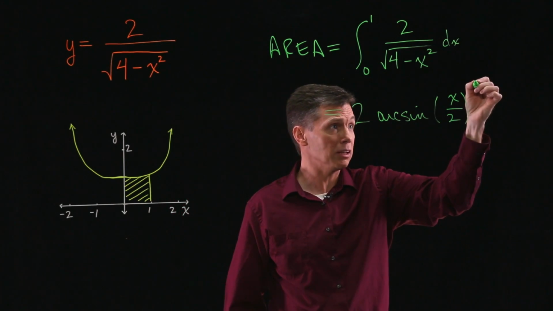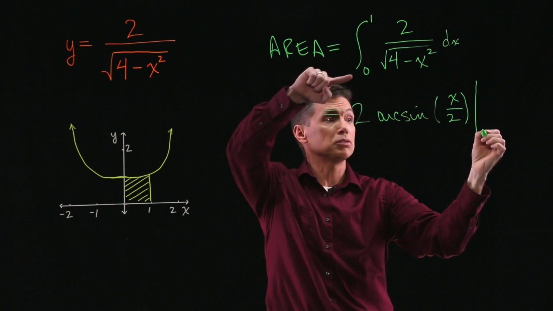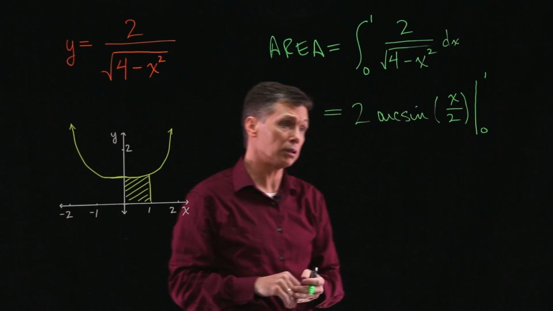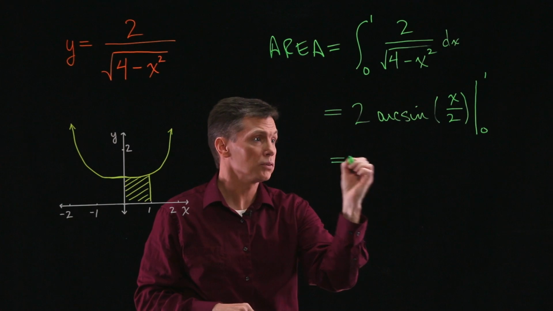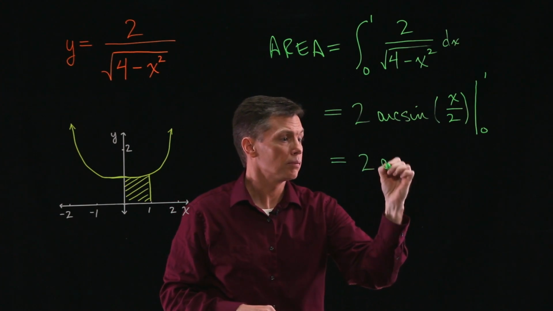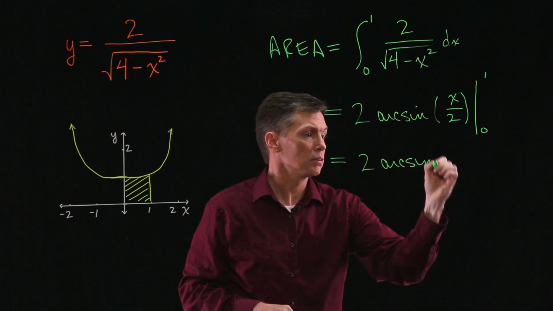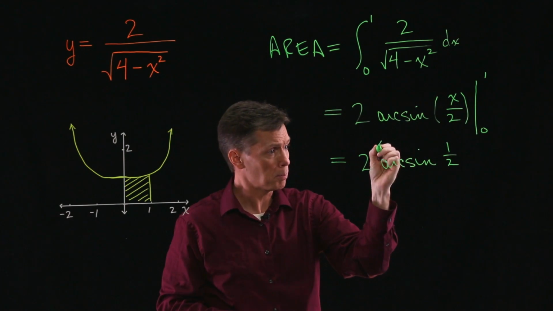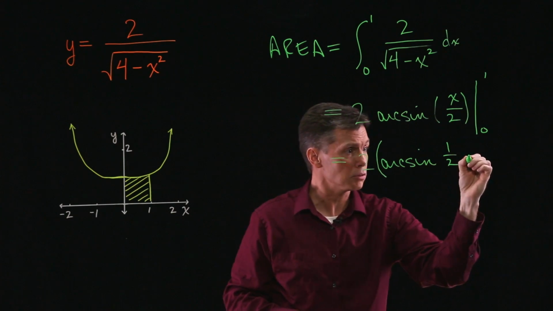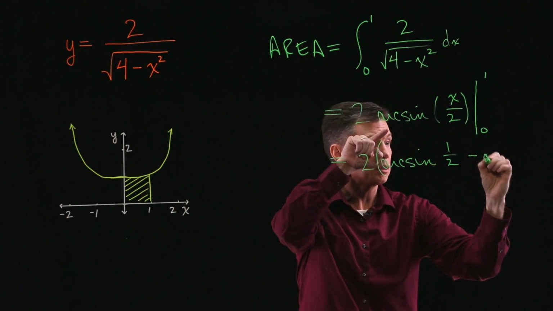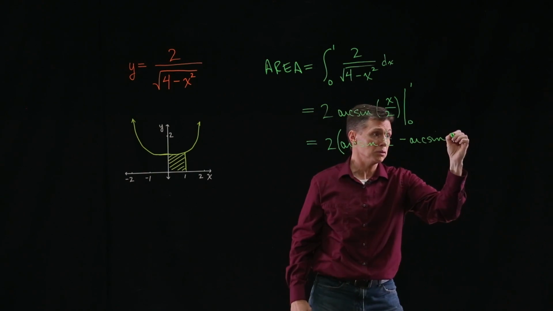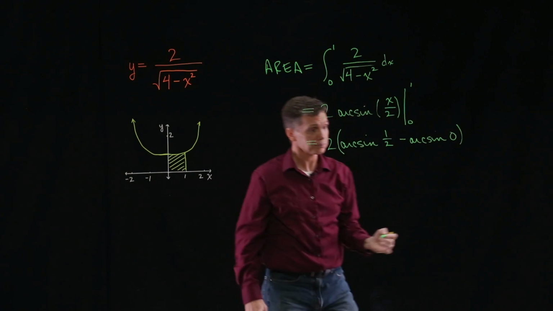Now this is a definite integral, so I need to evaluate it from 0 to 1. And even that's not going to be hard. This equals 2 arc sine of 1/2. You'll put my parentheses there and then subtract my arc sine of 0 over 2, 0.